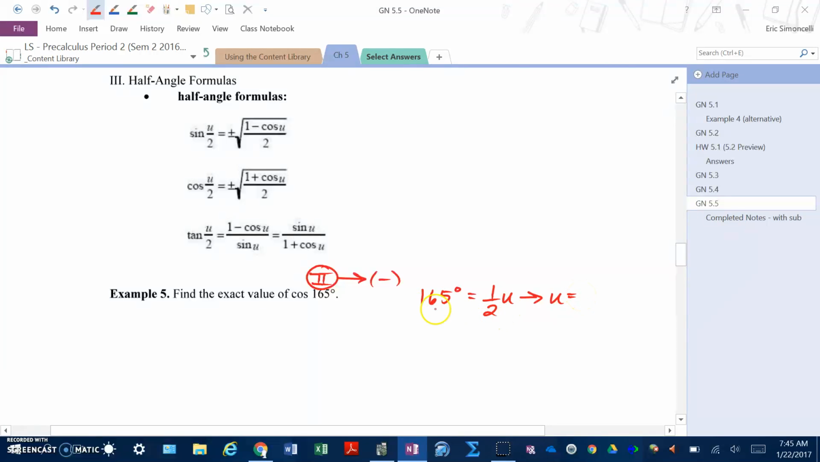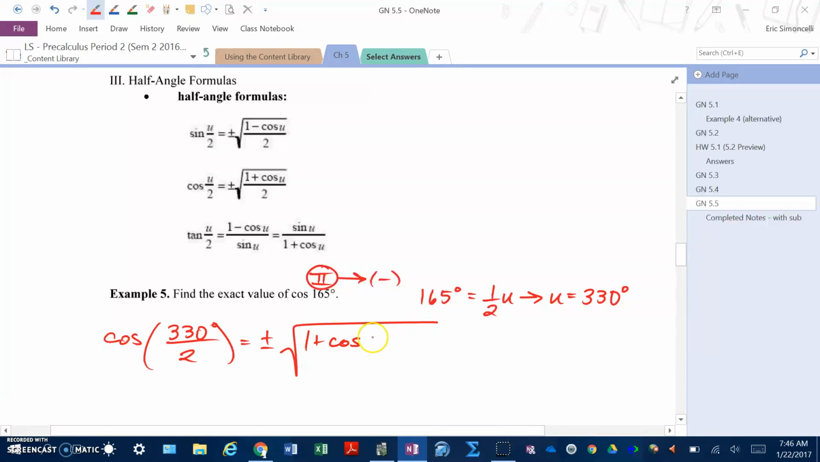And yes, we can. If you multiply both sides by 2, you in fact get a unit circle angle of 330 degrees, which is quite nice. Now we can actually use the half angle formula with the cosine of 330 over 2. 330 divided by 2, of course, is 165. And that will be equal to, if I look above here, plus or minus the square root of 1 plus cosine of 330 all over 2.